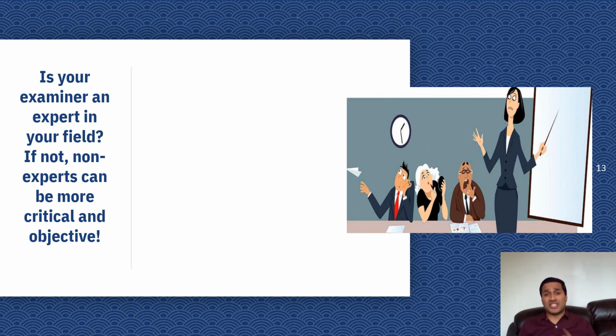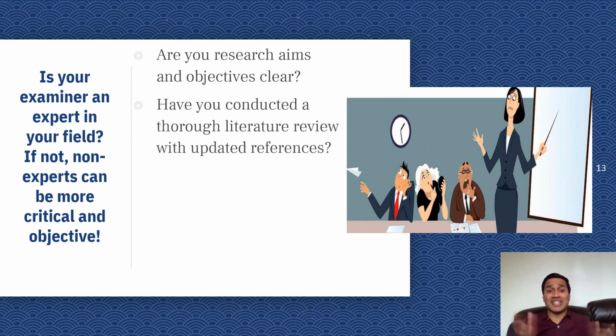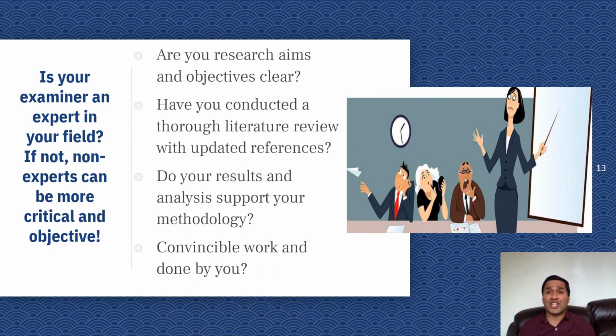But let me tell you one thing, guys, it is at your own discretion when you want to submit your PhD thesis. As I said, you are the driver of your PhD journey. So what do the external examiners typically look for in the PhD viva? Are your research aims and objectives clear? Whatever research aims you had, have they been met?